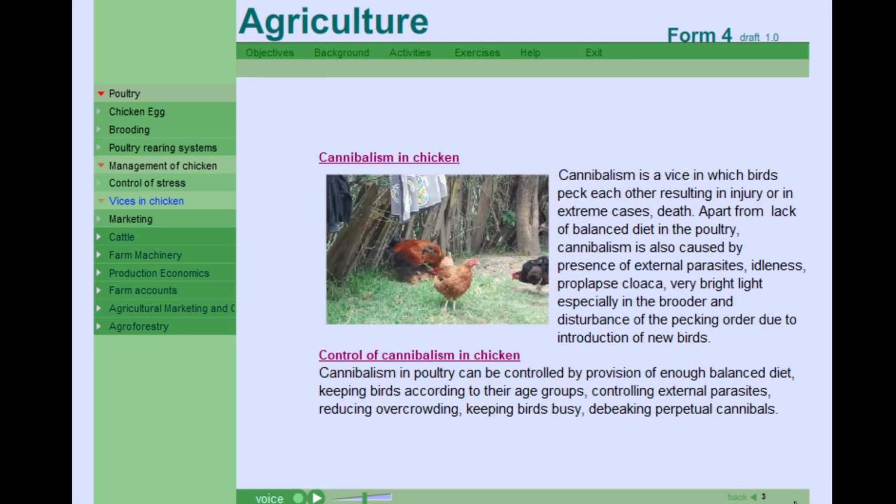Cannibalism in chicken. Cannibalism is a vice in which birds peck each other, resulting in injury or, in extreme cases, death. Apart from lack of balanced diet in the poultry, cannibalism is also caused by presence of external parasites, idleness, prolapse cloaca, very bright light, especially in the brooder, and disturbance of the pecking order due to introduction of new birds.